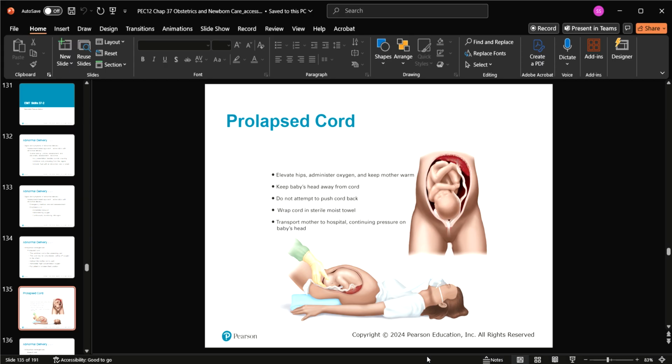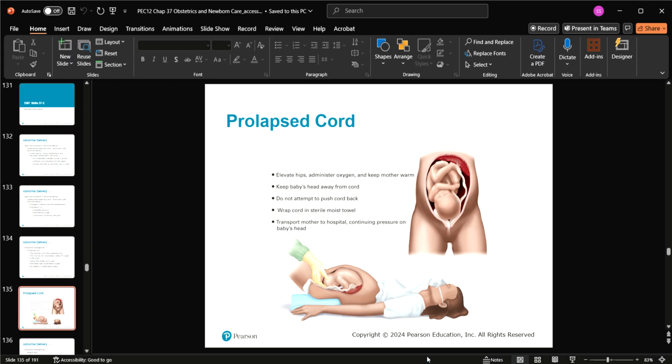If that is the case with a prolapsed cord, you're going to stick a gloved hand inside the vagina only to lift the baby's head off of that prolapsed cord, because that cord is the only thing that is providing that baby nutrients and oxygen.